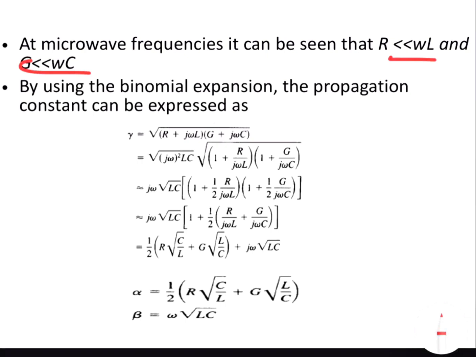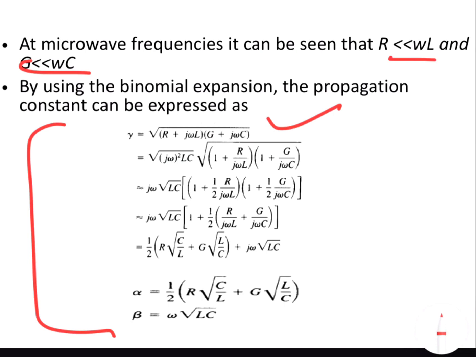Okay. So considering these conditions, the binomial expansion for the propagation constant gamma can be expressed as gamma is equal to root of (R plus j omega L) into (G plus j omega C). These are some of the important equations, because sometimes they ask these questions for just 5 marks: write the binomial expansion expressions for phase velocity, or propagation of the signal. So during that time you are supposed to write this.